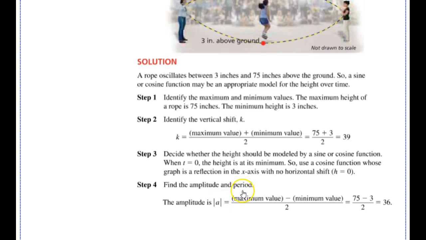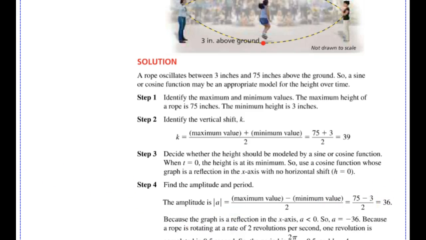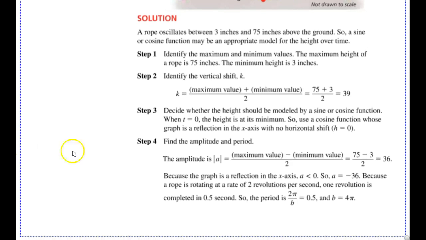So I want to find the amplitude and the period. The amplitude, of course, is my maximum minus my minimum divided by 2, which gives me 36. And then I know that a is going to be negative because I decided to reflect it over the x-axis since I modeled that.